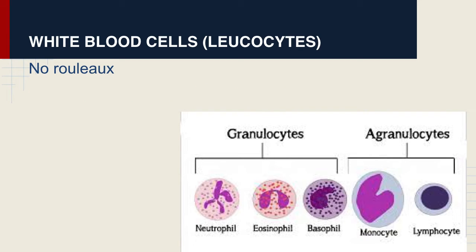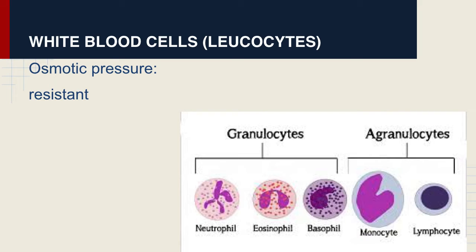There is no development of rouleaux because they are true cells and they can move. Color: they are colorless. The size of white blood cells, as there are 5 types, each type has a diameter different from the other types. The diameters vary from 8 to 18 micrometers.